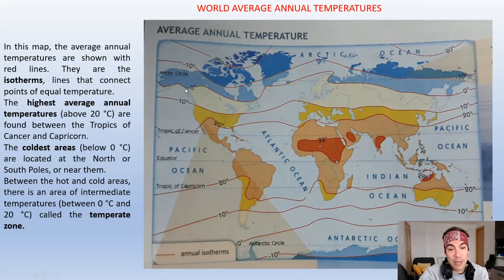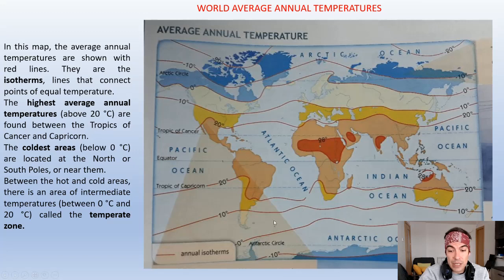Okay, so for example, the average annual temperature in this point is 10 degrees, here is 10 degrees, here 10 degrees, here 10 degrees, and so on. So the highest average annual temperatures, above 20 degrees centigrade, are found between the tropics of Cancer and Capricorn. So more or less in this area close to the equator, which is colored in orange and dark red. The coldest areas, whose average annual temperature is below 0 degrees centigrade, are located both at the north and the south pole, here in Antarctica.